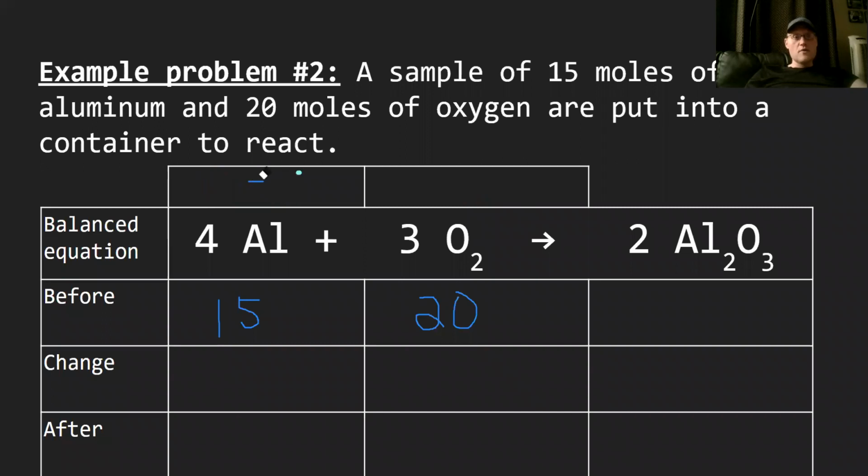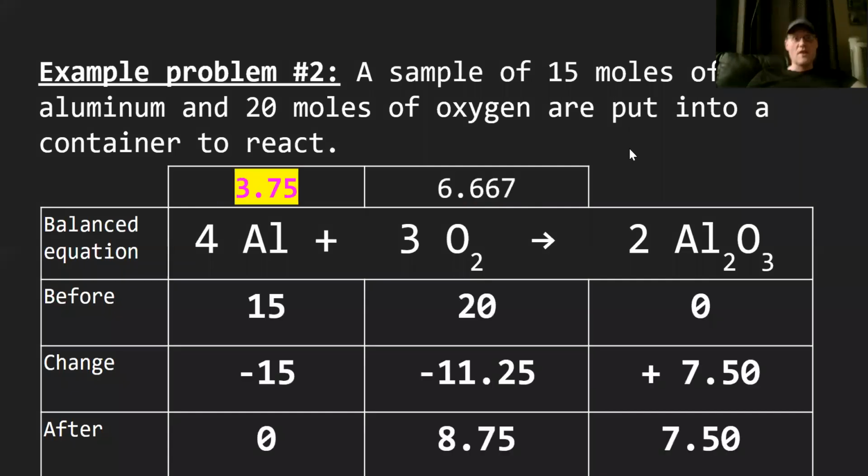Since that one is the smallest number, see what you can do to fill out the rest of the table. All right, so you've had a moment or two to fill out the rest of the table. Let's take a look at the entire set of answers. You'll notice that 3.75 ended up being the lower of the two numbers, so you're going to use it to figure everything out. So the 3.75 times 4 gives you a negative 15. The 3.75 times 3 gives you a negative 11.25. And the 3.75 times 2 gives you positive 7.50. And that allows you to fill out the rest of this table.